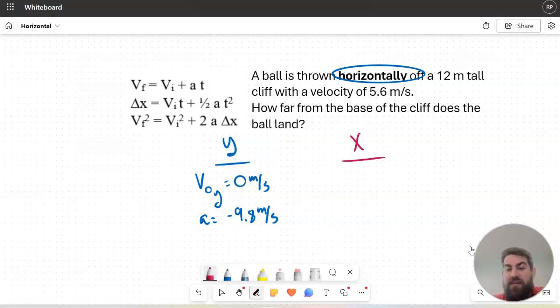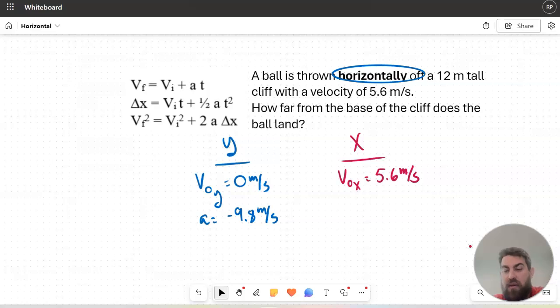When we have X, we know our starting velocity in the X is 5.6 meters a second because, again, we have that word horizontally. And acceleration in the X for projectiles, we are going to assume is 0 because gravity is only pulling up and down. It's not speeding the ball up horizontally, it's just pulling it downward.